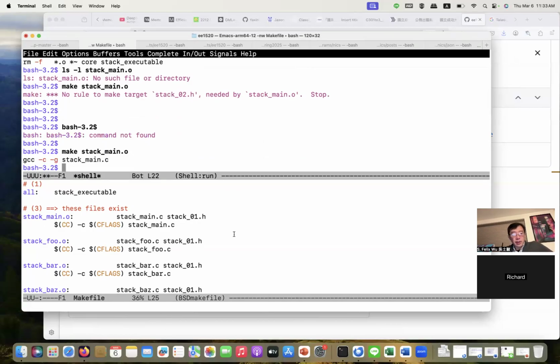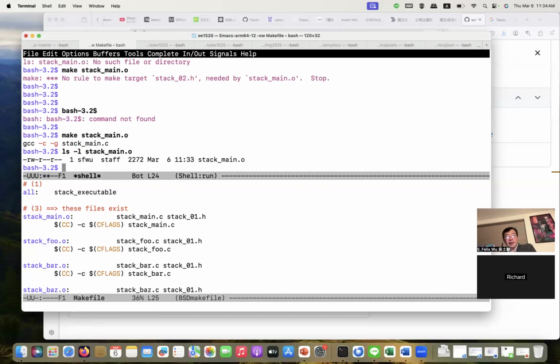It actually triggered this rule. CC is essentially GCC, and minus c is the C flag, and stack main.c. So I actually make stack main.o and trigger exactly that rule. The action is supposed to help me to generate that. So now I do ls -l stack main.o. Now you see that file exists.